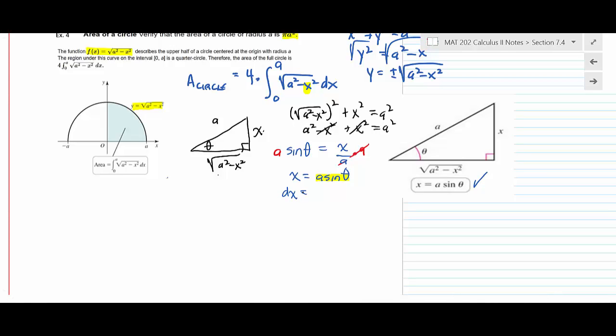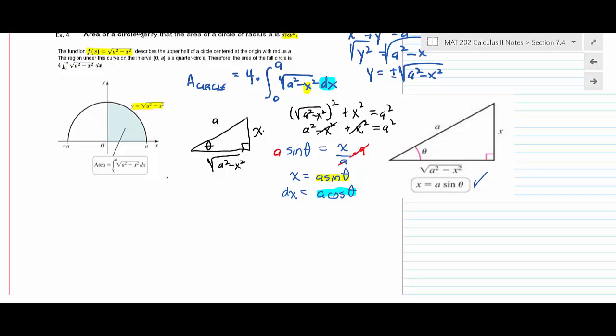A cosine theta, right? We're doing a derivative of the sine, which is the cosine. So a is a constant, so just write that down. So that's a cosine theta. Then in this integral, you're going to replace dx with a cosine theta, and then you're going to have your basic integral put together. Like that. Do you guys follow what I'm doing so far?